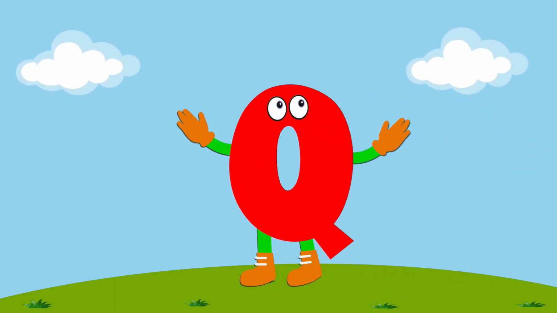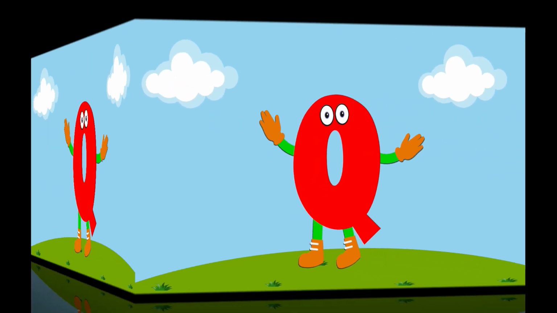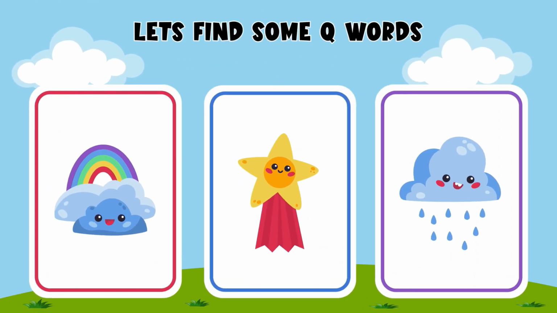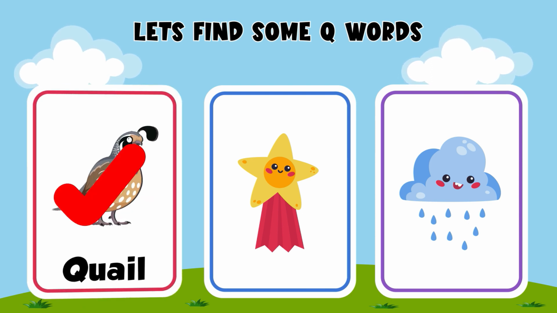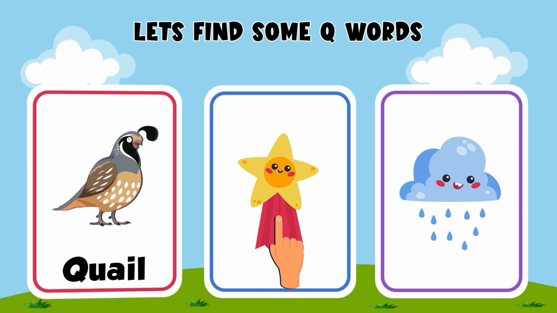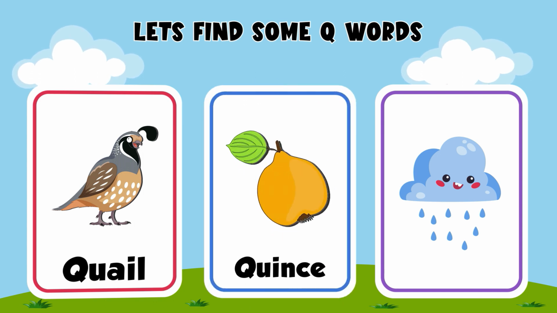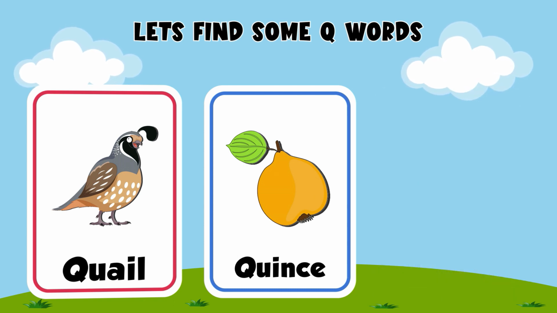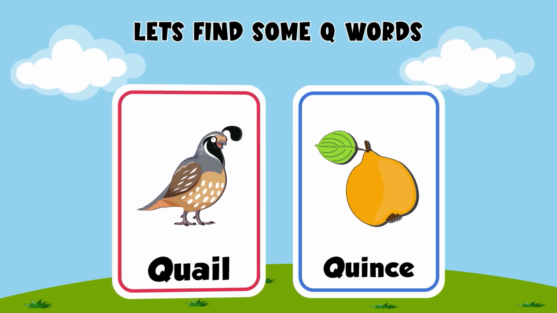This is alphabet Q. Let's find some Q words. Quill, coins, elephant. Q, quill. Q, coins.